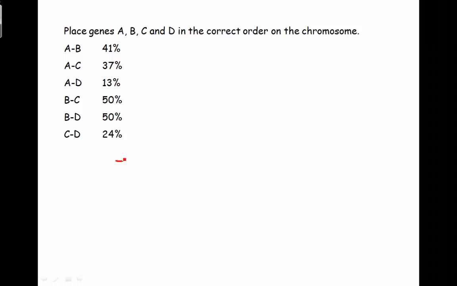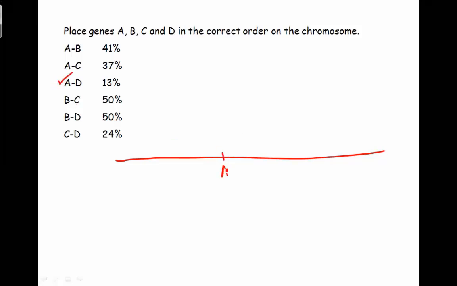We're going to start out drawing a chromosome here, and I'm going to start with the genes that are located the closest together, which is going to be A and D here. So I'm going to put A and D right here in the middle. They're going to be 13 map units apart.